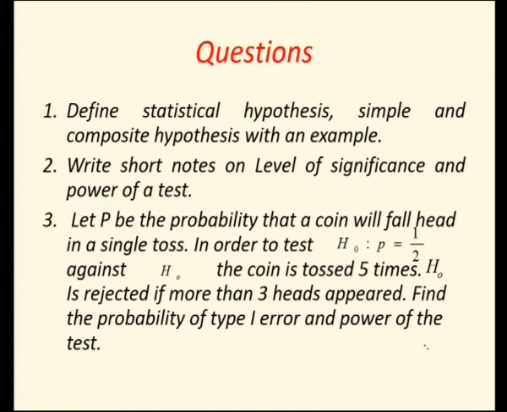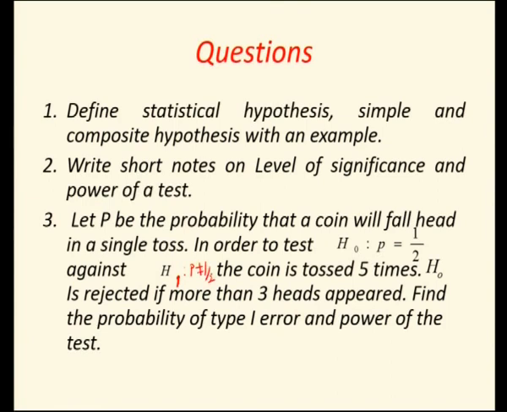Let P be the probability that a coin will fall head in a single toss. In order to test H naught such that P is equal to half against H1, the coin is tossed 5 times. H naught is rejected if more than 3 heads appear. Find the probability of type 1 error and the power of the test. Here, in order to test H naught, P is equal to half against the alternative, you can take it as P not equal to half.